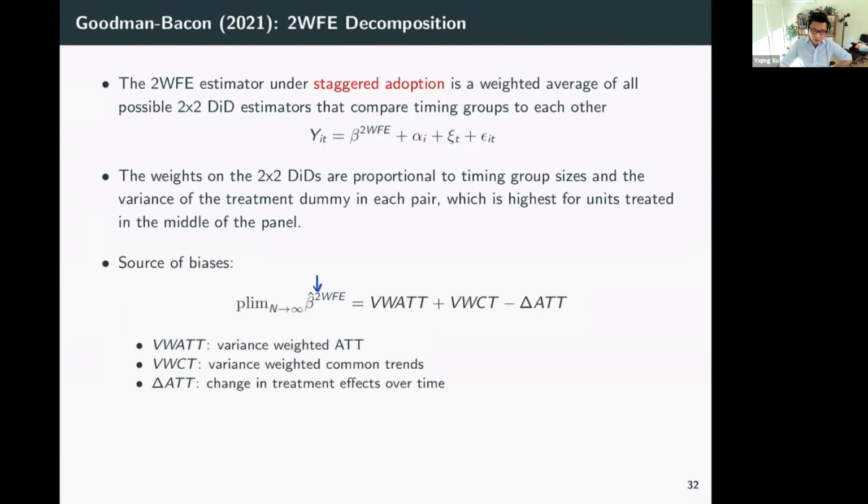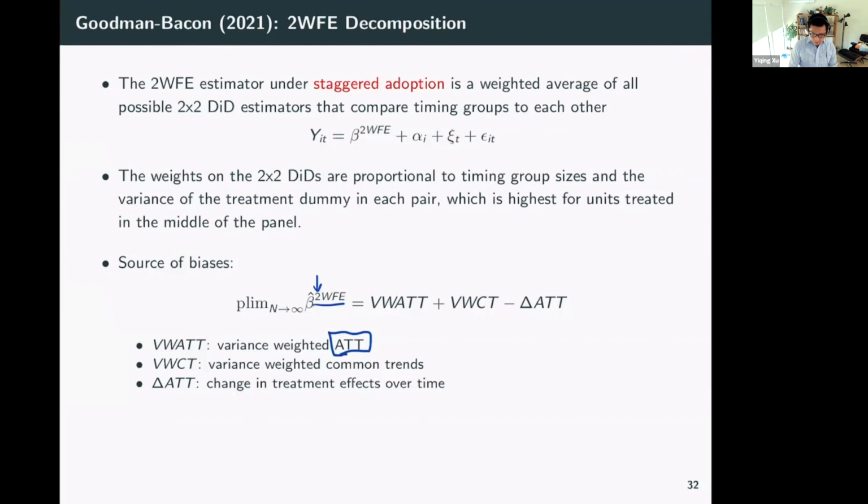Sorry, two-way fixed effects. This is just one label. This beta will converge to a summation of 3 items. The first item is variance-weighted ATT. ATT is well defined for each small 2x2 DID. For each small 2x2 DID, you have an ATT. And the variance weighting is for that 2x2 DID, how much weight the two-way fixed effect beta gives to that small DID.